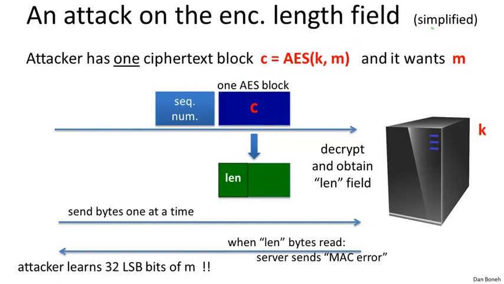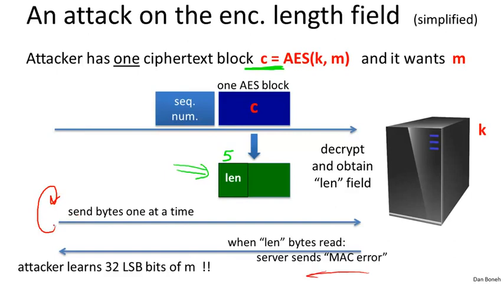So let me say it one more time to make sure this is clear. Again, the attacker has a one block ciphertext C that it wants to decrypt. And let's pretend that when C is decrypted, the 32 most significant bits of the plaintext happen to be the number 5. In this case, what the attacker will see is the following behavior. The server is going to decrypt the challenge block C, and it's going to obtain the number 5 as the length field. So now the attacker is going to feed the server one byte at a time, and after the attacker feeds the server 5 bytes, the server says, hey, I've just recovered the entire packet, let me check the MAC. The MAC is likely to be false, and then it will send a bad MAC error.